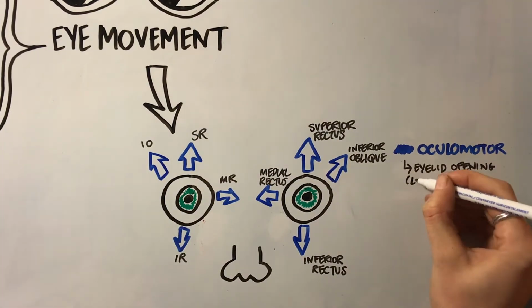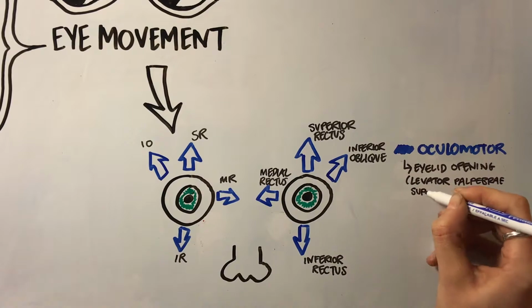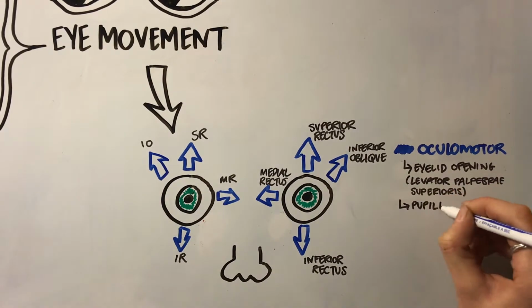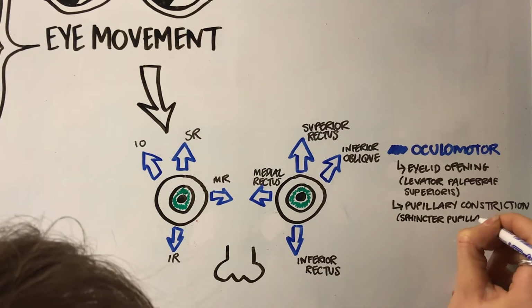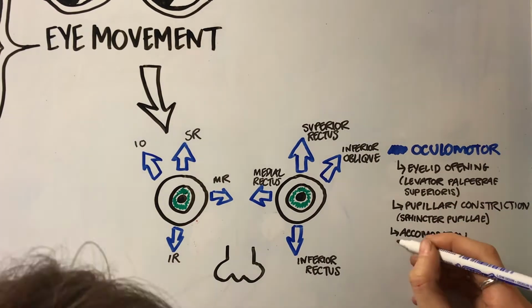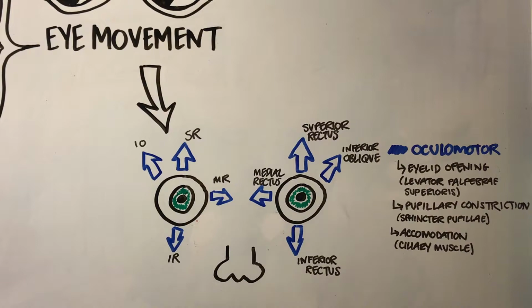In addition to these movements, the oculomotor nerve also controls eyelid opening, which is the levator palpebrae superioris muscle, and also does pupillary constriction, which we spoke about earlier, which is the sphincter pupillae, and also accommodation, which is the ciliary muscles. We spoke about that earlier too.